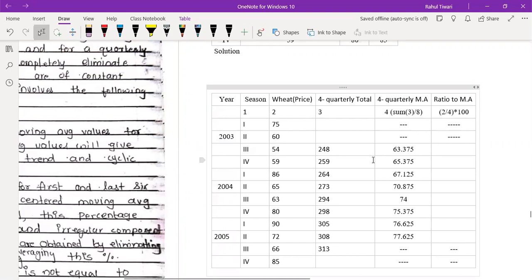How much does it come to? 54 upon something. 54 upon 63.375. How much? 85 point something? 85.2071. Yes, this is 85.2071. Similarly, you can do it for all. 90.2485, 128 point.